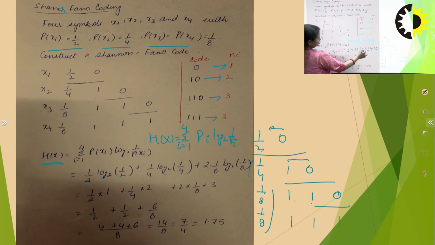So I have used twice 1 by 8 because 1 by 8 is coming 2 times. So I have just multiplied it 2 times. So 2 into 1 by 8 log 2 1 by 8. Then this is log 2 1 by 2. So this is giving 1, and this is giving basically 1 by 4. The value of this is 2 into 1 by 8 into 3. And after this you will find out, and you can get the value. Entropy is basically 1.75. Right?